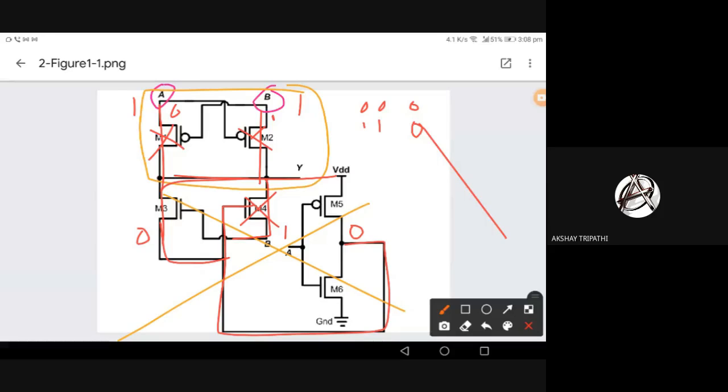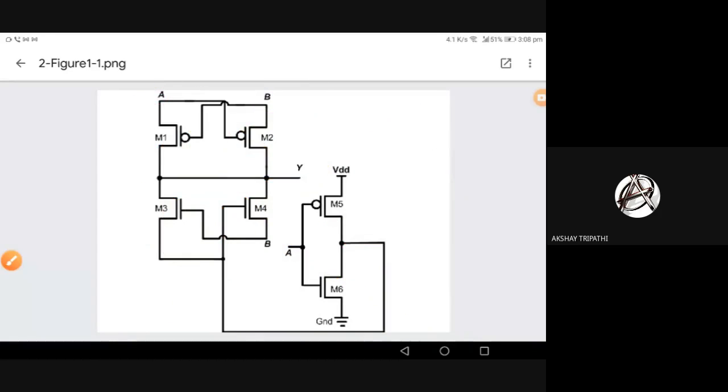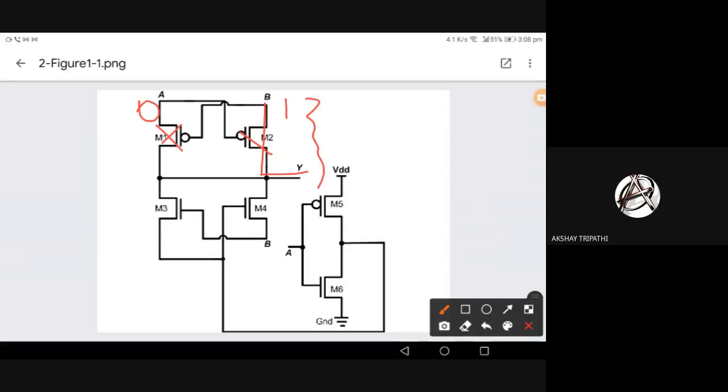For 1 1 we got 0. Why did I analyze the bottom circuit here? Because both of these PMOSs are off, so I went to the bottom part. Now 1 and 0: B is 0, so M1 is on, so the output is 1. And the reverse also: if 0 and 1, M2 is on, M1 is off, so definitely the output is 1. So just analyzing the top part of the circuit, we can conclude that it is working.